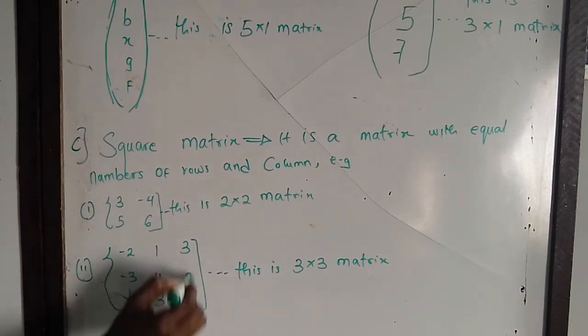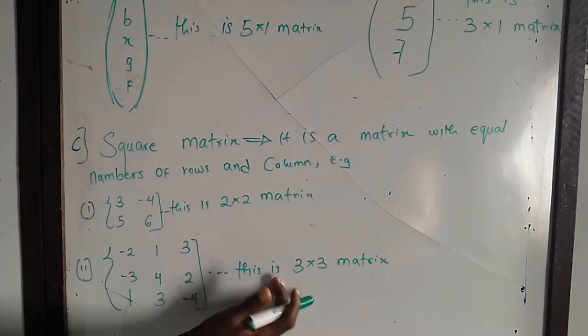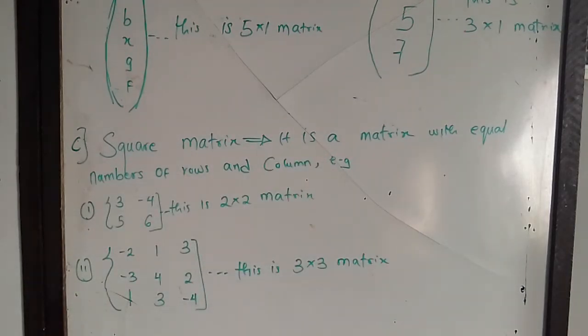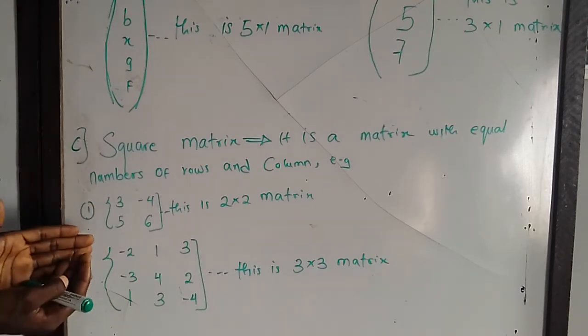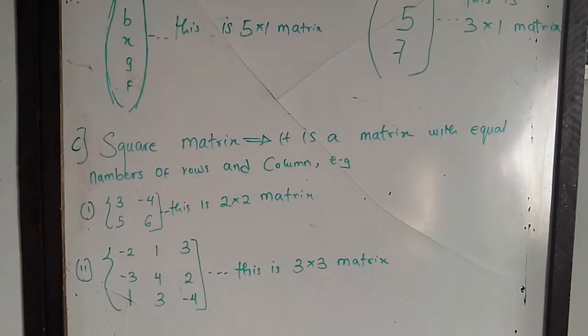Everything in this array is called an element. This is a 3 by 3 matrix. Everything is equal. Do you understand that? Let me explain like this. We have talked about the row matrix and the column matrix, and this is where rows and columns apply in the square matrix.